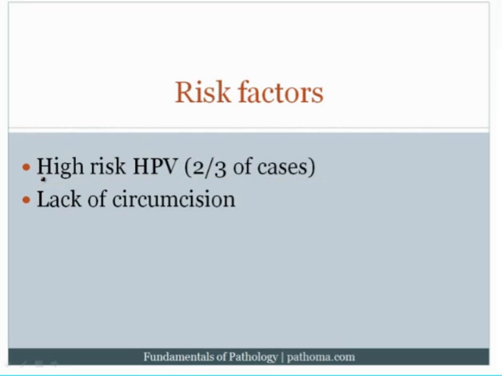There is also an association with lack of circumcision, and the idea here is that if the patient has foreskin, that can act as a nidus for the inflammation and irritation if it's not properly maintained. And so improper maintenance of the foreskin becomes a risk factor.